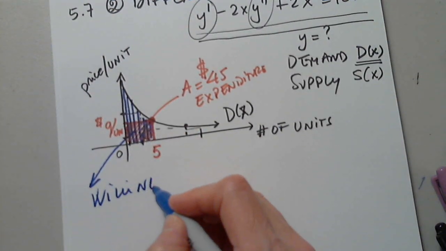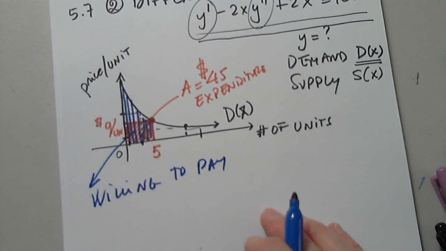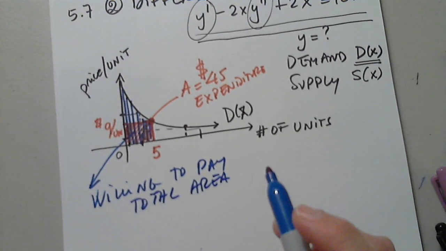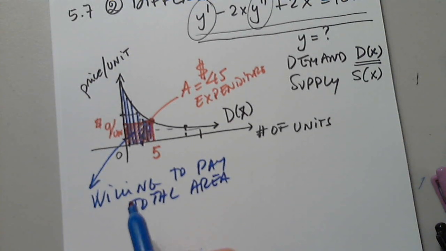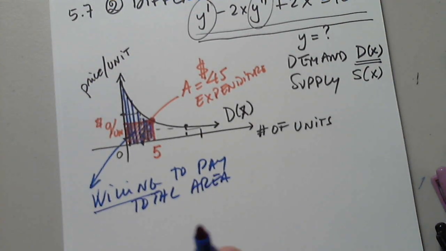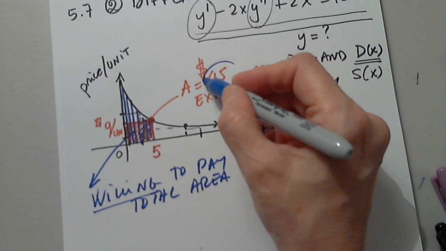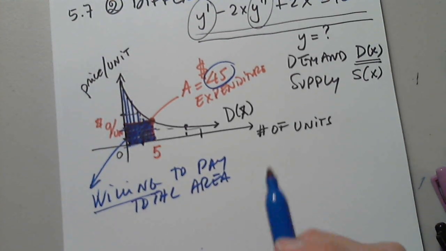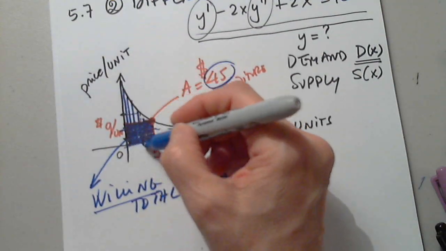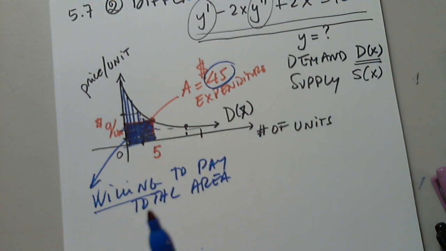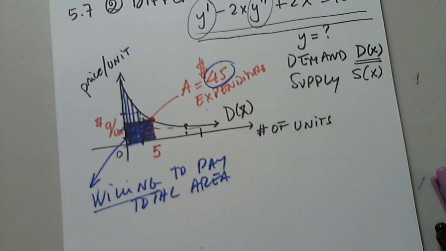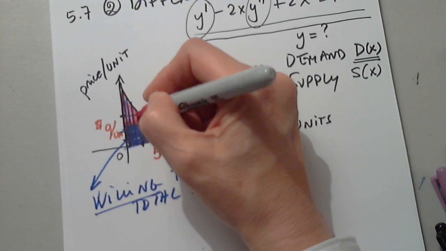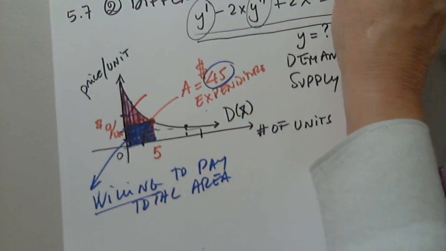Willing to pay. We are willing to pay this area, total area. But we're actually not paying. This is what we are willing to pay, but this is not what we are actually paying. We are only paying $45, which is only this area. Although we are willing to pay for the entire cost, we are actually paying only this. Well, the top area, this piece up here, the red piece, is called consumer surplus.